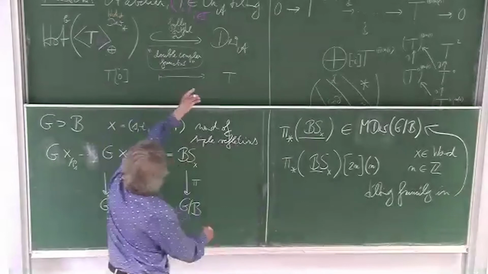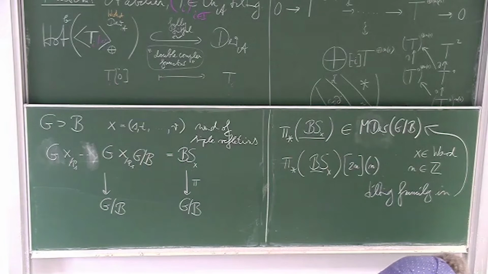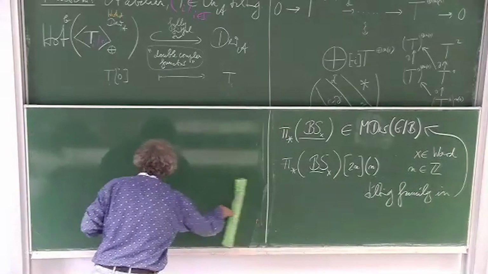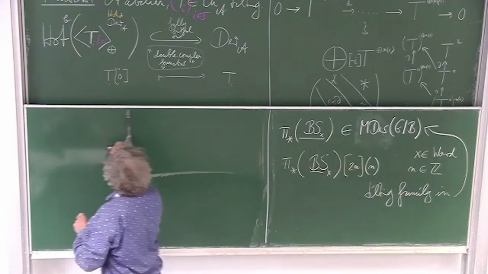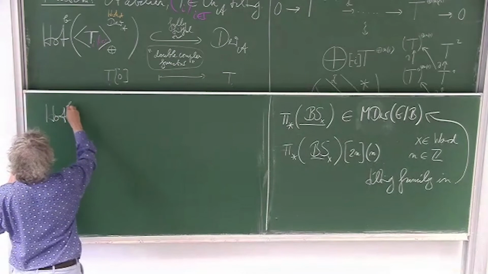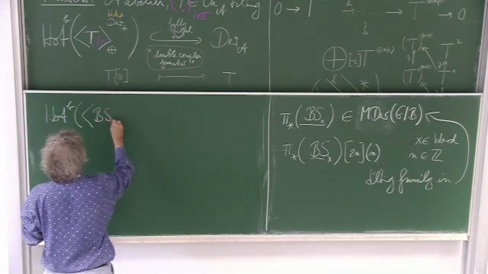And so then we can use this general theorem, and we get something like the homotopy category of all these formal objects.